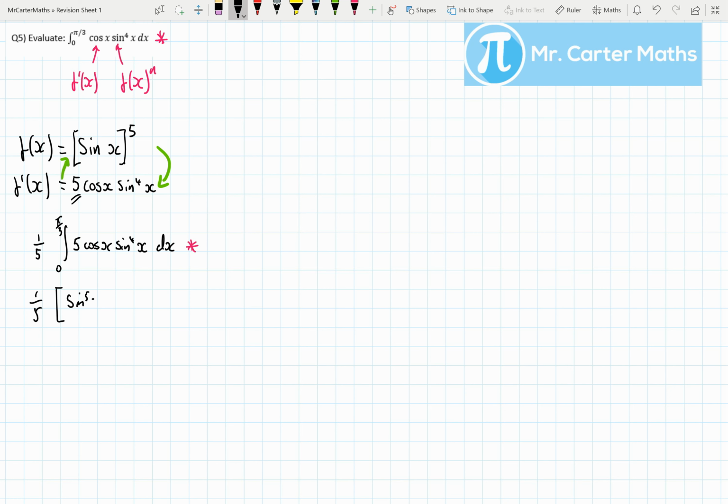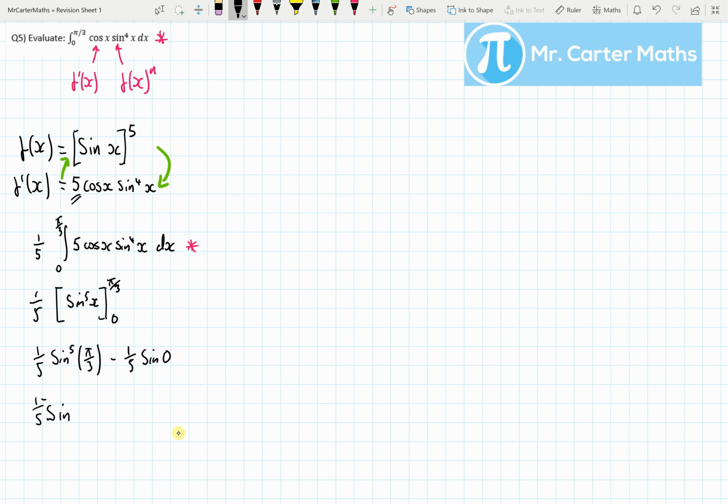sine to the 5 x between 0 and pi on 3. Substituting those in, I have a 5th of sine to the 5 pi on 3 minus a 5th of sine to the 0. Sine 0 is 0, just thinking about a sine curve there. A lot of people probably typed this one into their calculator if they got this far.